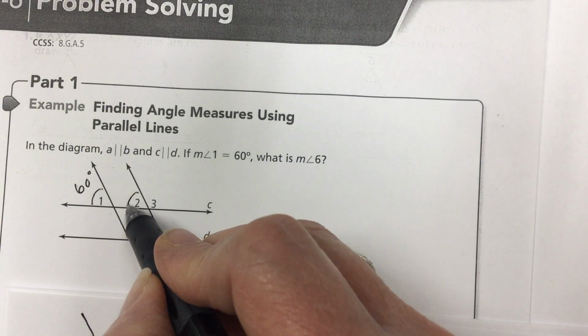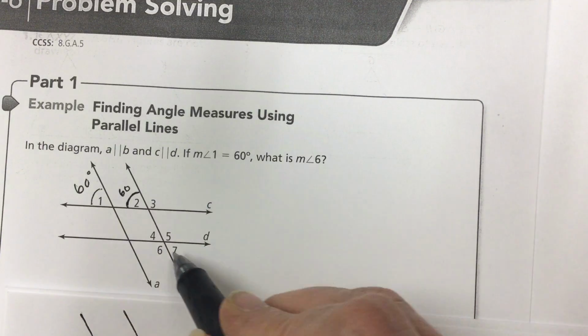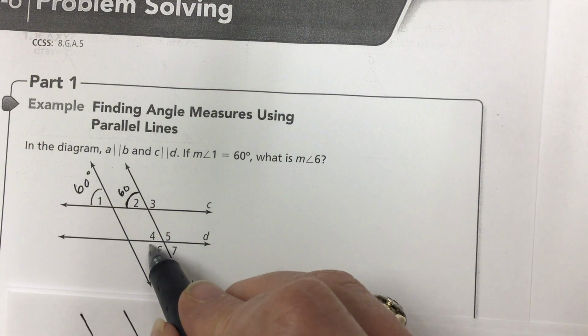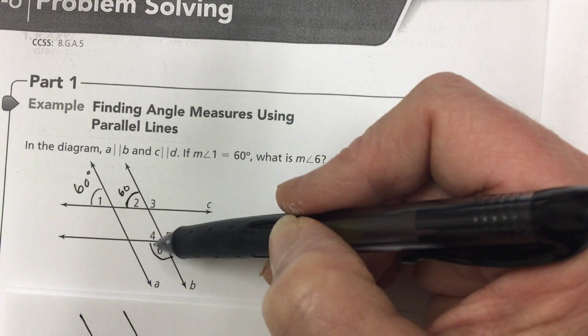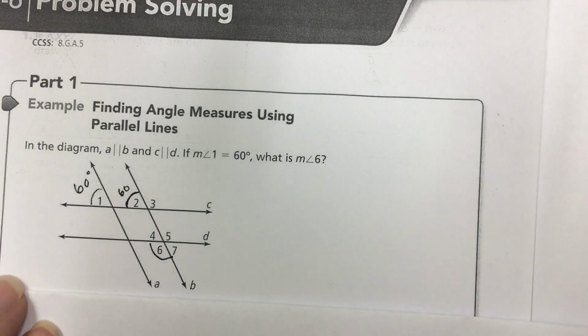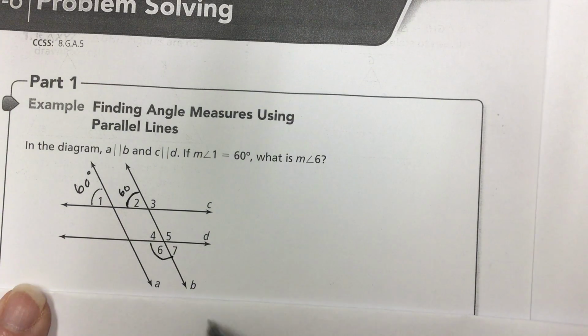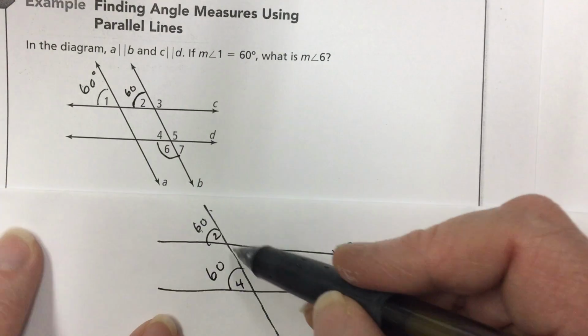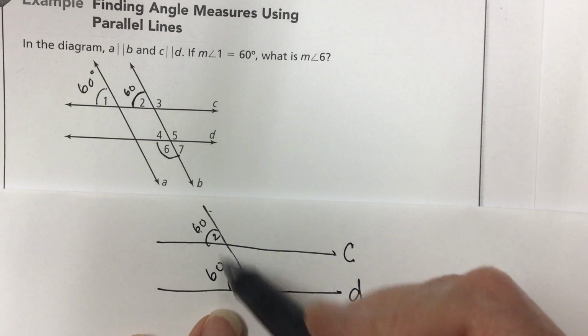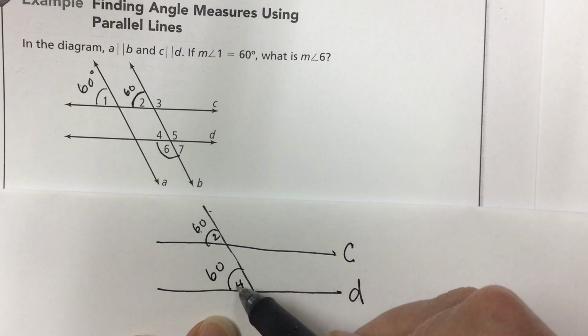Now, look at the relationship with angle 2. If it's 60, what is the relationship with angle 6? Well, looking at 2, I want us to think about lines C and D. Here I have my transversal B. C and D are parallel, cut by transversal B. If angle 2 is 60, then we know that angle 4 is also 60 because 2 and 4 are corresponding.